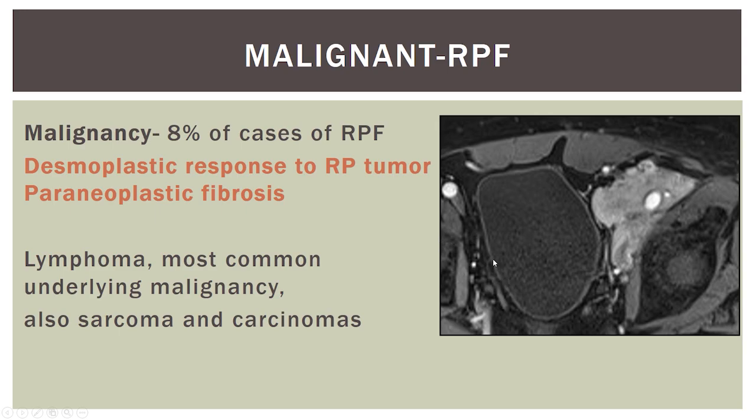So when the biopsy comes back negative and your suspicion is high, you can always ask for another biopsy. So often biopsy is required. Lymphoma is the most common cause of underlying malignancy in malignant RPF. Also, you can see this in sarcomas and carcinomas.